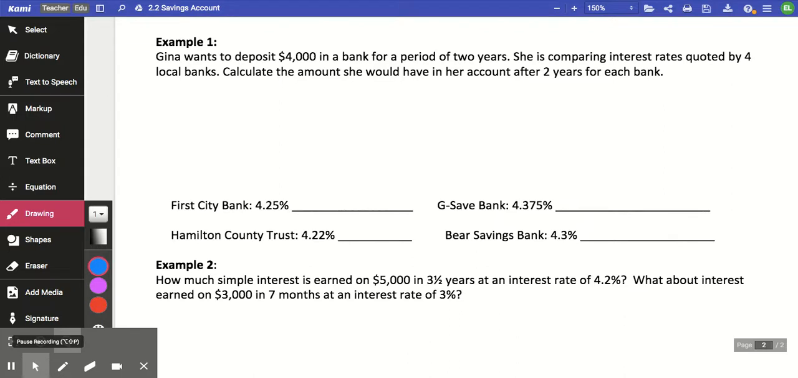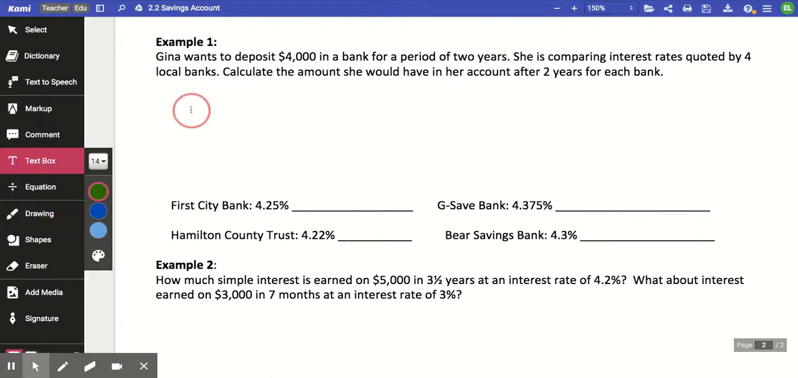In example number 1, Gina wants to deposit $4,000 in a bank for a period of 2 years. She's comparing interest rates quoted by 4 local banks. We want to calculate the amount she would have in her account after 2 years. So we should be able to determine which is the best option just by looking at these interest rates, since she is earning simple interest and the only thing that's changing is the interest rate itself. Her initial amount is still $4,000 and her amount of time is still 4.